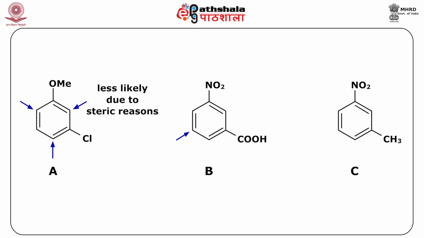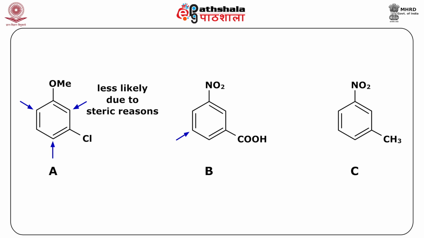In the molecule A, both the OMe group, that is the ether group, and the chloro group are ortho and para directing, and will cumulatively guide the incoming electrophile to the ortho or para positions as marked in the figure. Similarly, students, in the molecule B, both the carboxylic acid group and nitro are meta-directing, and they will guide the incoming electrophile to only one of the meta positions as marked in the figure.